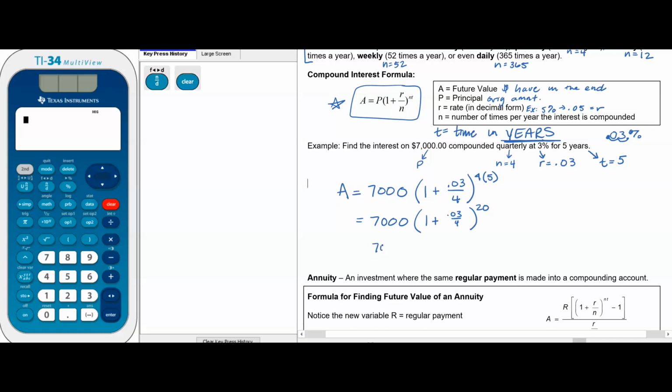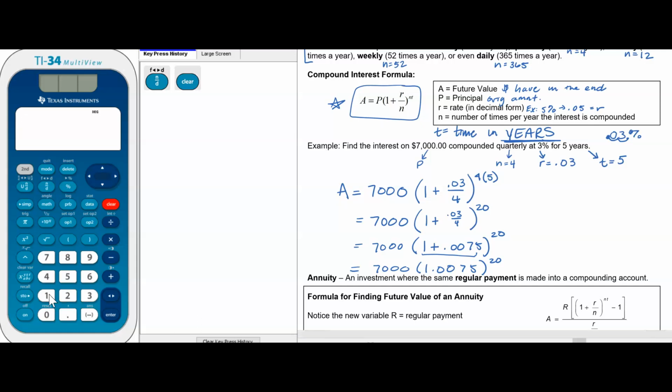Then I would do the inside of the parentheses. So 1 plus, if you divide 0.03 by 4, you get 0.0075, to the 20th power. Then I still want to do the inside of the parentheses. So I'm going to do 7,000 times 1.0075 to the 20th power. Next, order of operations says do exponents next. So I'm going to do 1.0075 to the 20th power.